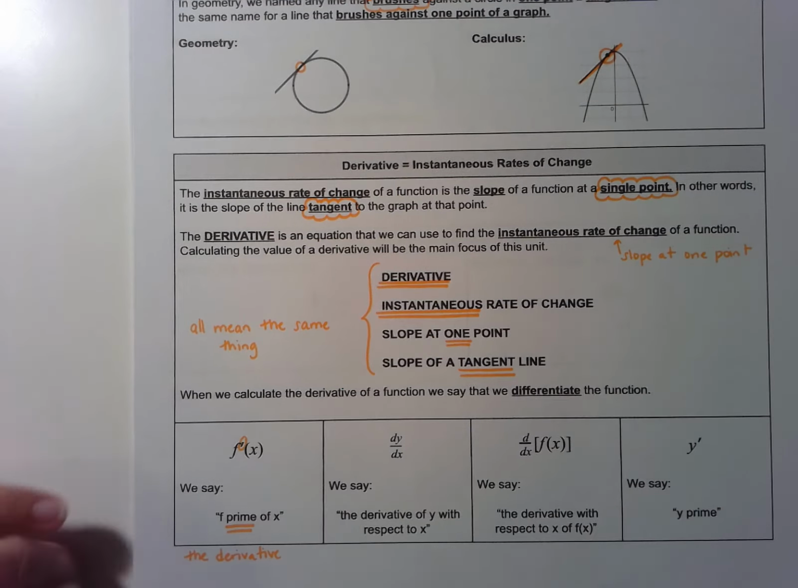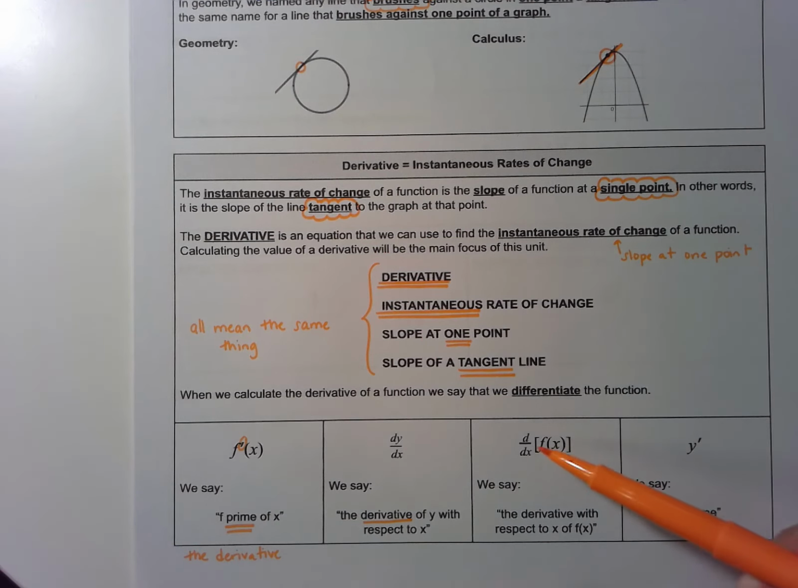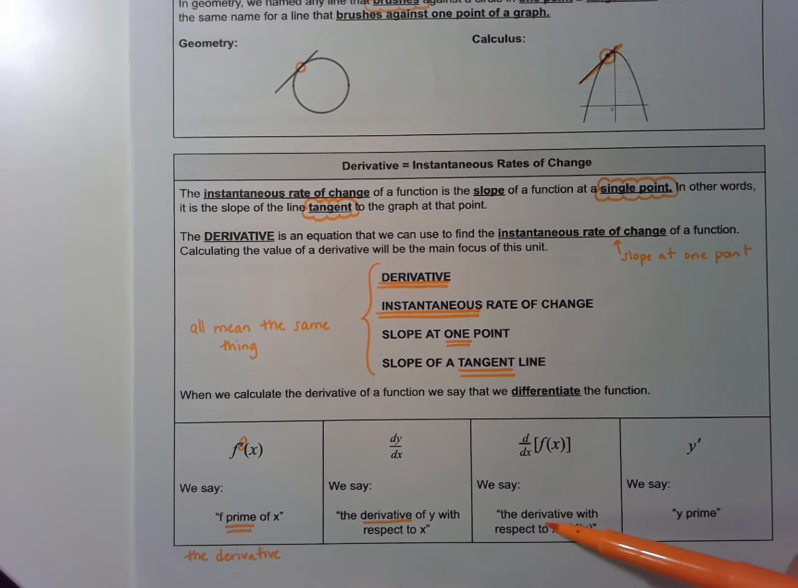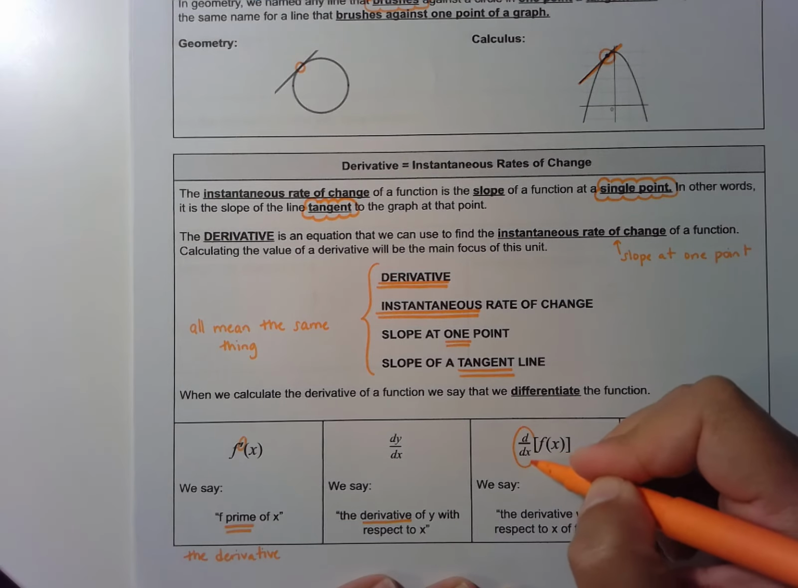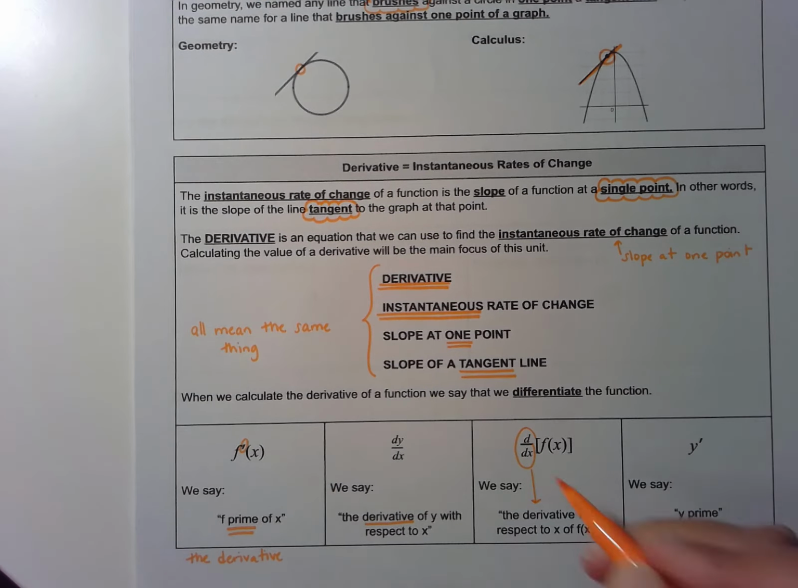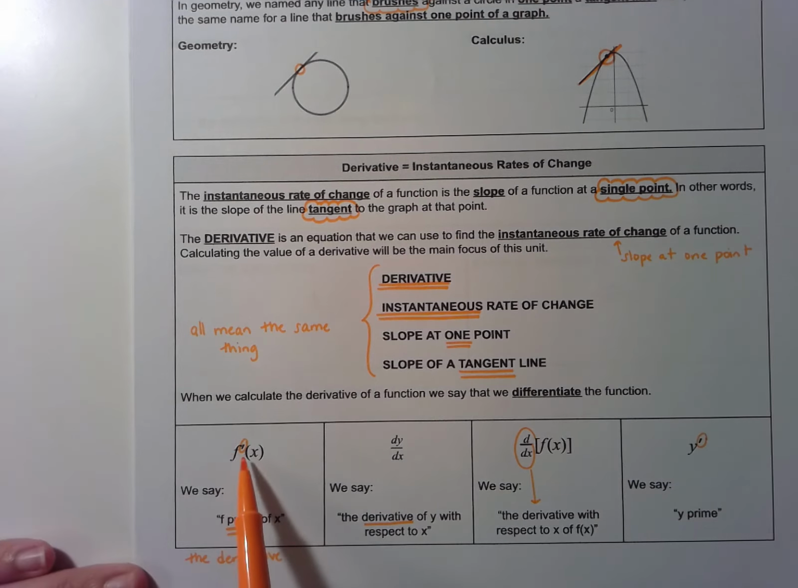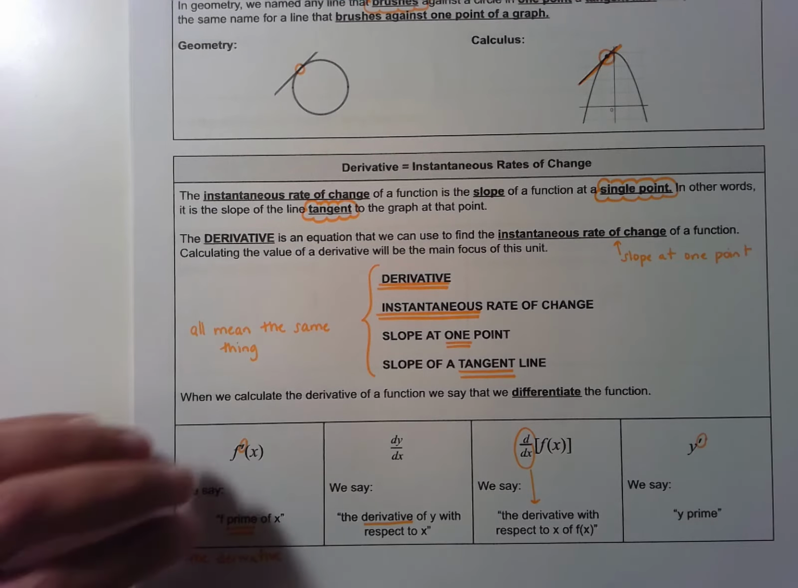In words, what we say is the derivative of y with respect to x. Now, we could also say d over dx, and then in a bracket, we could put our function. If we write it this way, what we're saying is we're finding the derivative with respect to x, that's this part right here, of f of x. Last but not least, we can say y prime, that same prime that we use with f of x, it could be y prime or f prime of x.